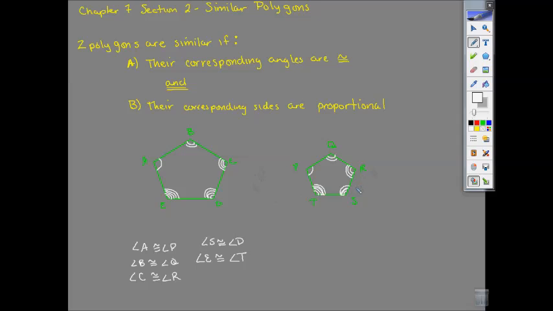And then if we look at the side lengths, what you get mathematically is the ratios are the same. So the side AB over the side PQ would be the same ratio as BC over QR, which would be the same ratio as CD over RS, which would be the same as DE over ST, and that would be the same as EA over TP.